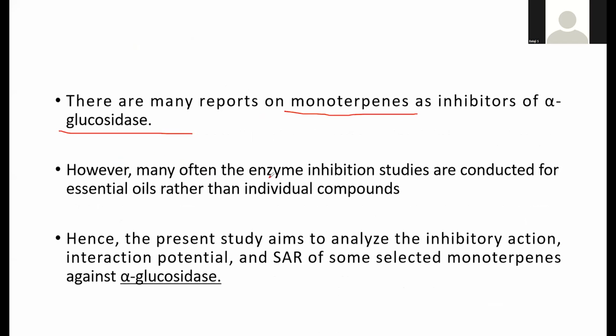Many enzyme inhibition studies have been done on monoterpenes, but the monoterpenes are extracted from plants in the form of essential oils, right? They are not individual compounds. Hence the present study aims to analyze the inhibitory and interaction potential, through a structure activity relationship, of selected monoterpenes against this enzyme, alpha glucosidase.